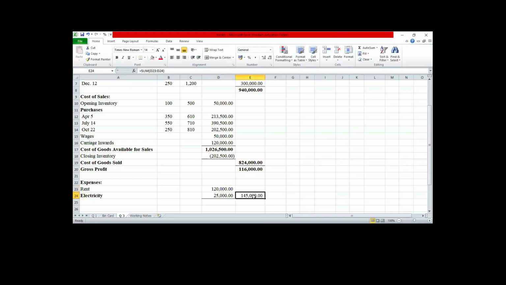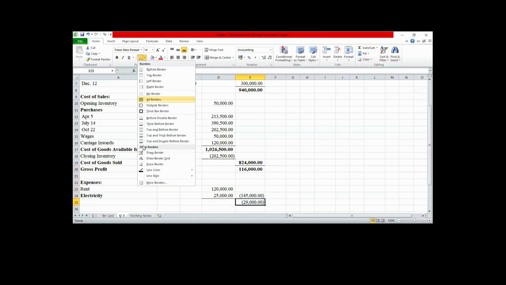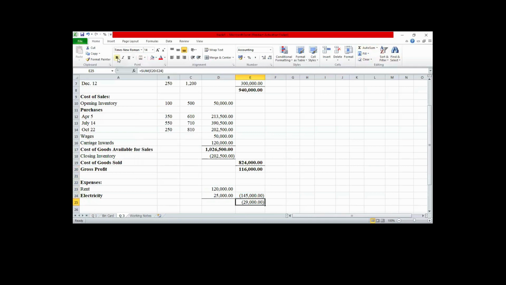We have 145,000. Is it clear? We will now less it from our gross profit. What do we have? Is it profit or loss? Loss. Loss of how much? 29,000. We have net loss. Loss, sir. Yes. That is what is expected of you by the examiner. Is it clear? Yes, sir.